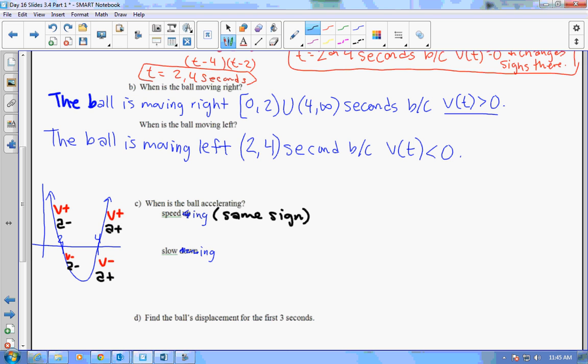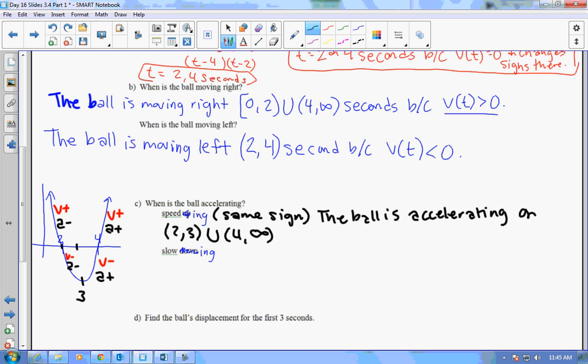So we're looking for speeding, same sign. From 2 to 3, because of nice little symmetry on our quadratics. 2 to 3 and 4 to infinity, because then they both be positive. So parenthesis 2 to 3, union 4 to infinity. And we can write in front of that, the ball is accelerating on the interval 2 to 3 and 4 to infinity seconds.